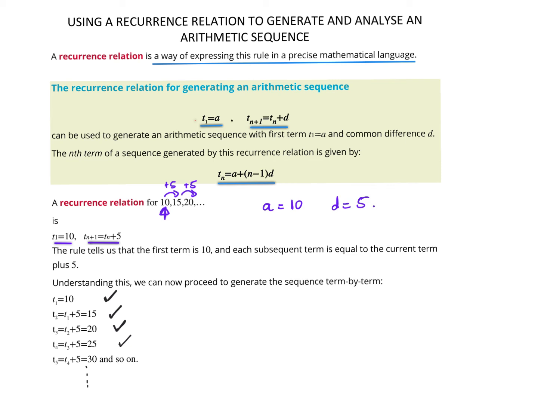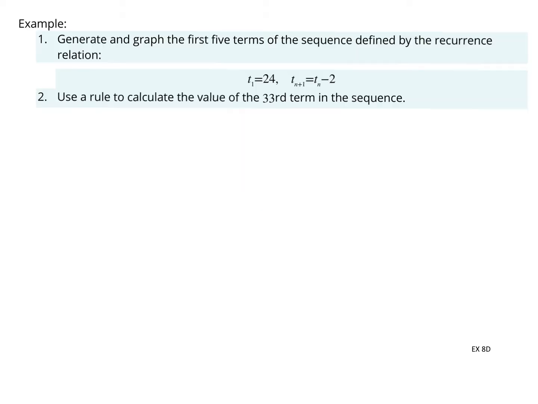Now, you might be thinking, well, I can do that really easily on the calculator and generate that sequence. But if the question asks you to use a recurrence relation, then you must show that working out. So in this example, we're asked to generate. Generate always means show all of that development of the sequence, and graph the first 5 terms of the sequence defined by the recurrence relation. So that word generate is extremely important here.